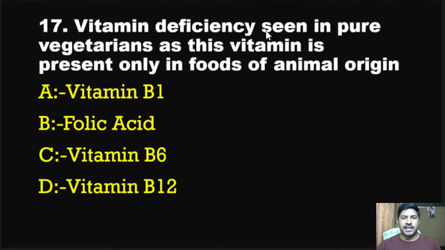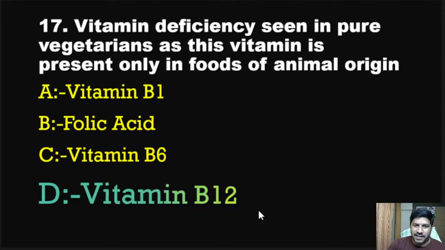17th question, vitamin deficiency seen in pure vegetarians, as this vitamin is present only in foods of animal origin. Vitamin B1, folic acid, vitamin B6, or vitamin B12. Correct answer, that is vitamin B12. Vitamin B12 deficiency is usually seen in pure vegetarians.